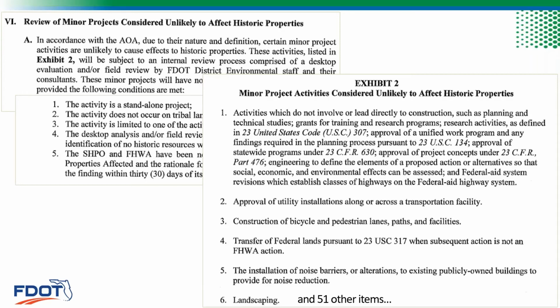These stipulations are really useful, and they allow us to process a majority of our projects with minimal effort. But these conditions illustrate, again, why it's so important to properly define an APE. If we just draw a quarter mile buffer around our project area without actually considering if our project can affect properties that far away from the project area, then we're likely going to kick ourselves out of these minor project stipulations every time, regardless of the scope of the project.